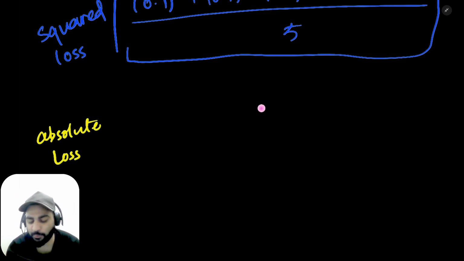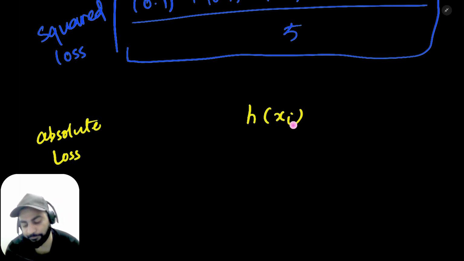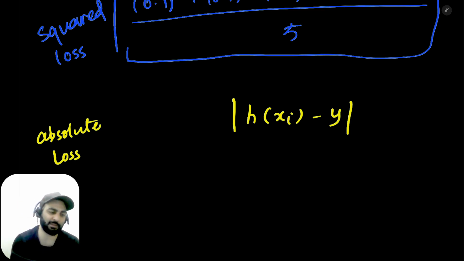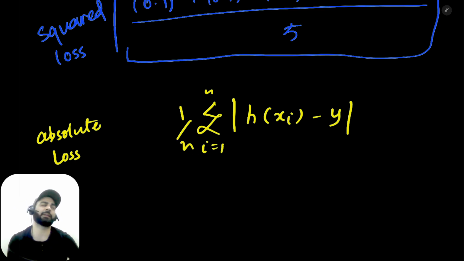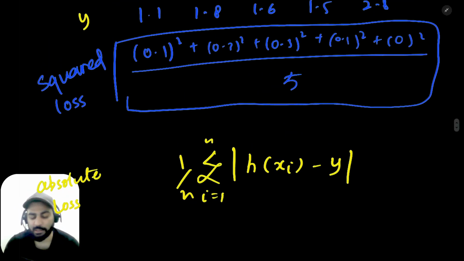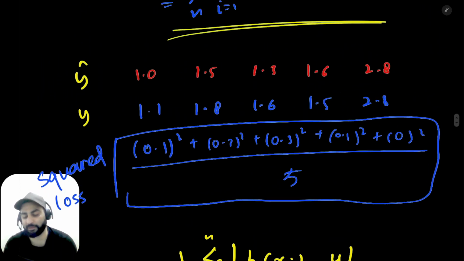So in the absolute loss, you again have a prediction. You subtract the actual value, then take the absolute value of that, and sum it over all the data points, let's suppose 1 to n, and then you average it out by dividing by the number of data points, n. You see, there is a difference between this and the squared loss.